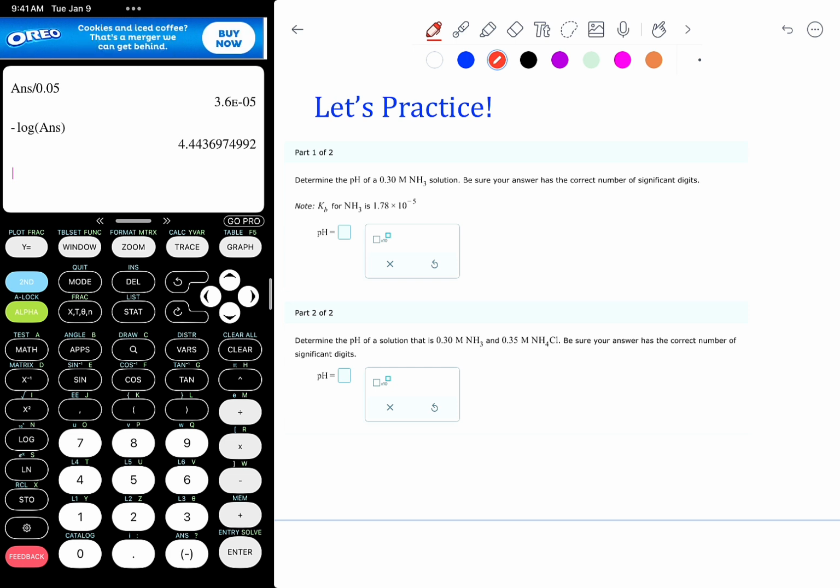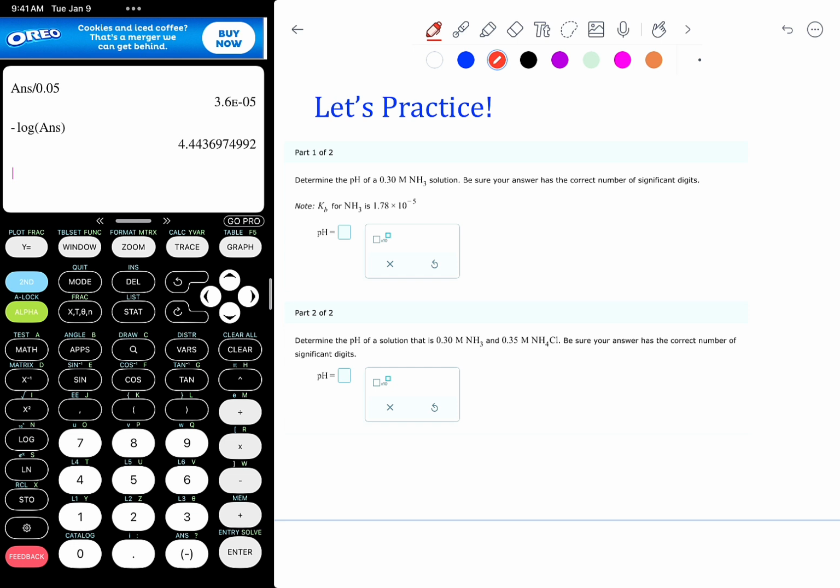So the first part asks us to determine the pH of a 0.30 molar NH3 solution. And the second part wants us to determine the pH of a solution that is, again, 0.3 molar NH3, but with the addition of 0.35 molar NH4Cl. So that's its common ion. So we want to see how the pH is going to change for this base.